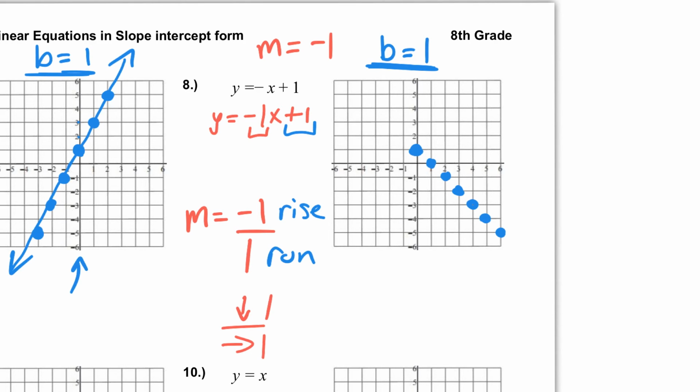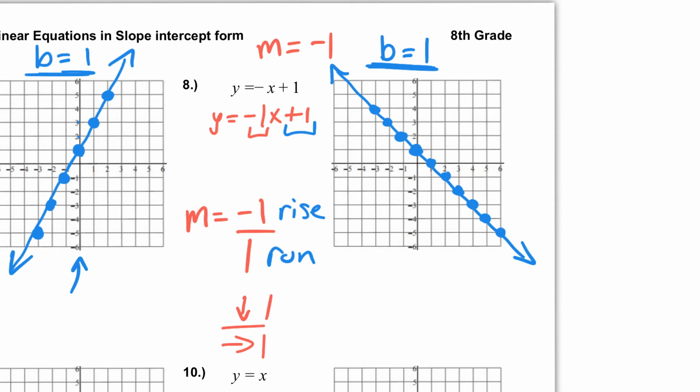Instead of going down and right, if we want to continue that pattern to the left, we can go up 1, left 1, up 1, left 1, up 1, left 1, and we still get that same slope. Draw a line through it, put some arrows on the end. There is the graph of the equation y equals negative x plus 1.